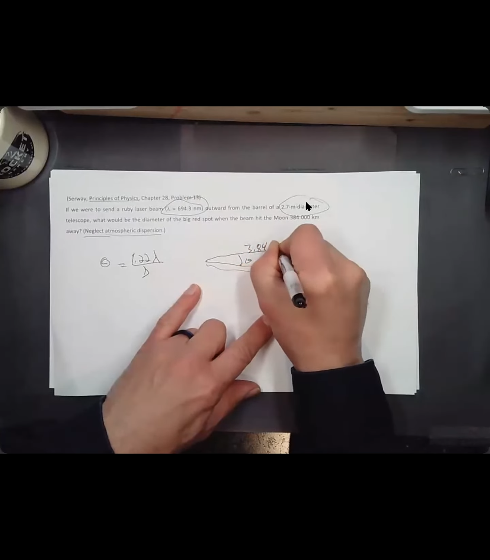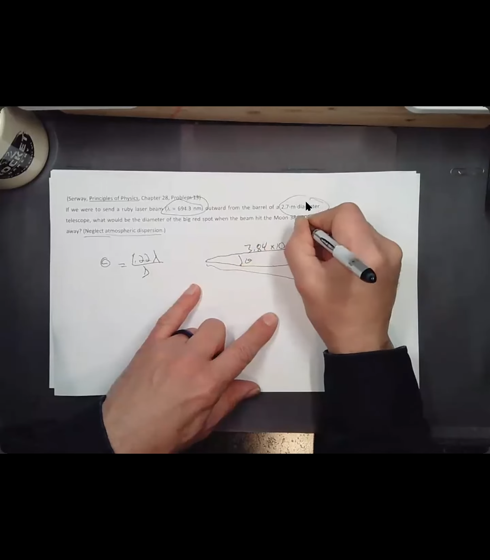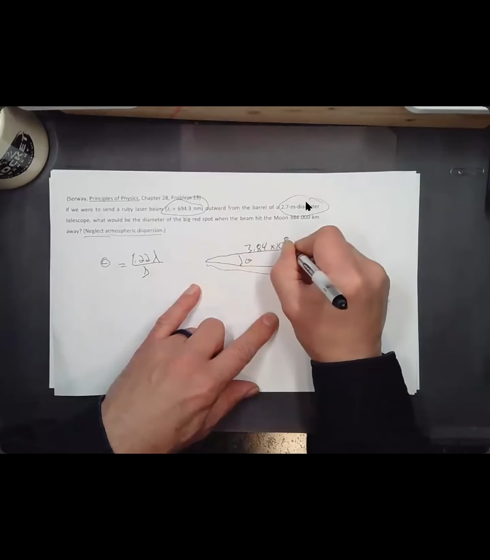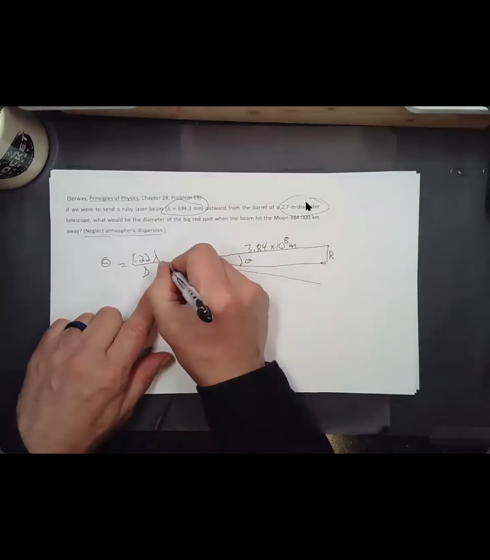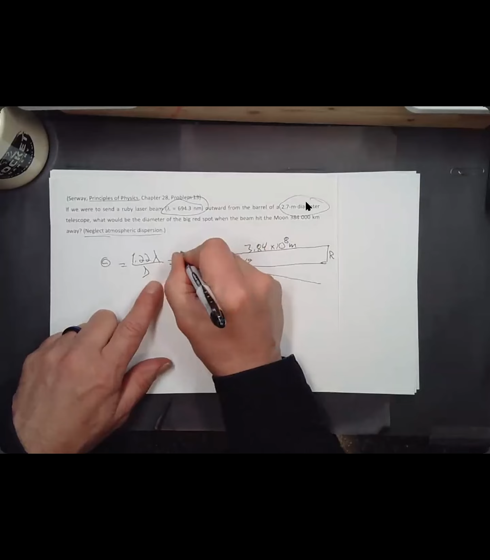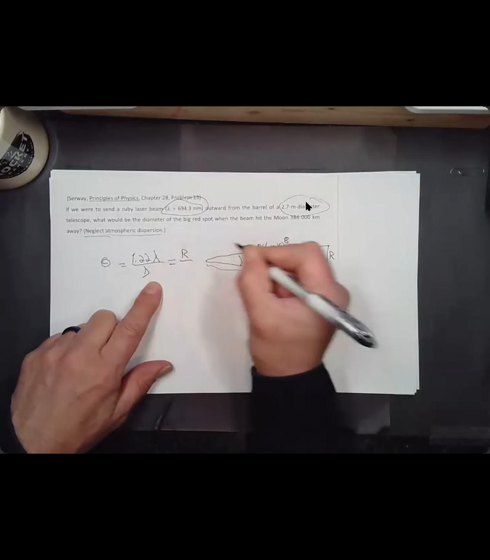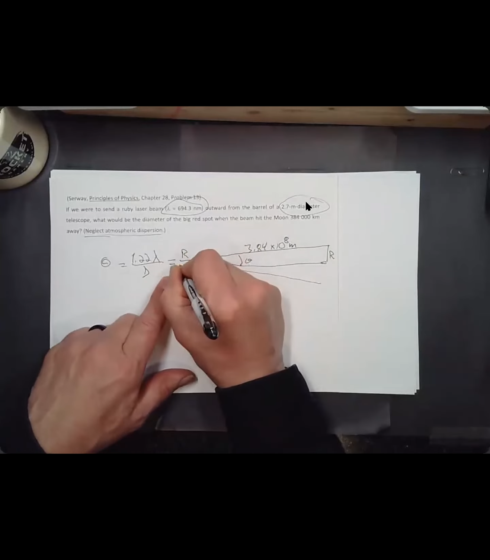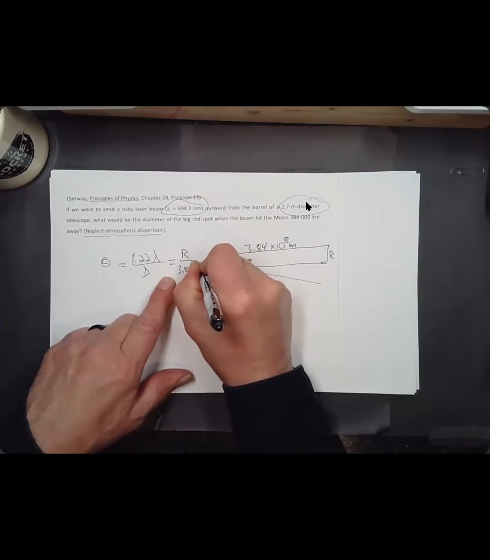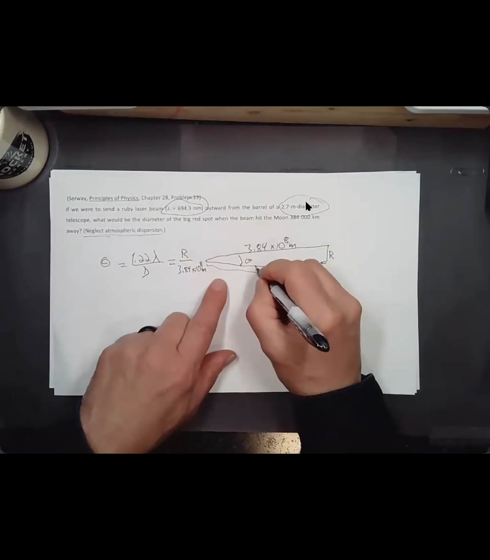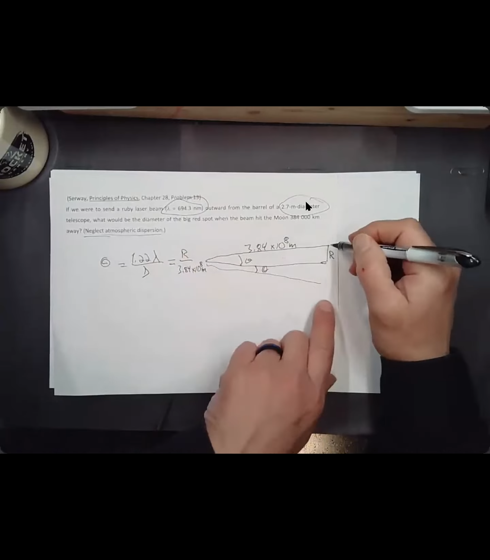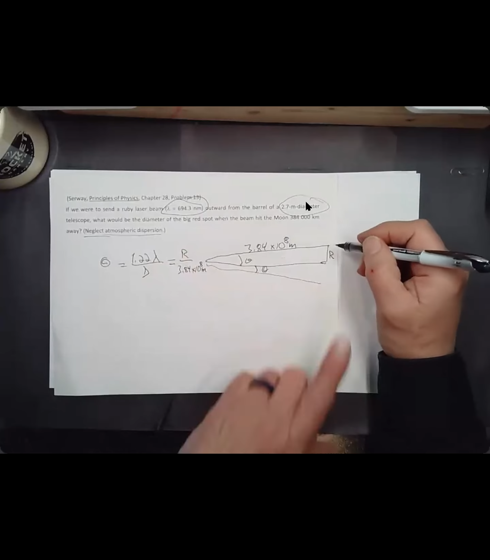This is our 3.84 times 10 to the 8th meters. And so let's say that theta will equal R divided by 3.84 times 10 to the 8th meters. Okay, and we have to double that angle to get the total width of the round spot that's going to be up there.